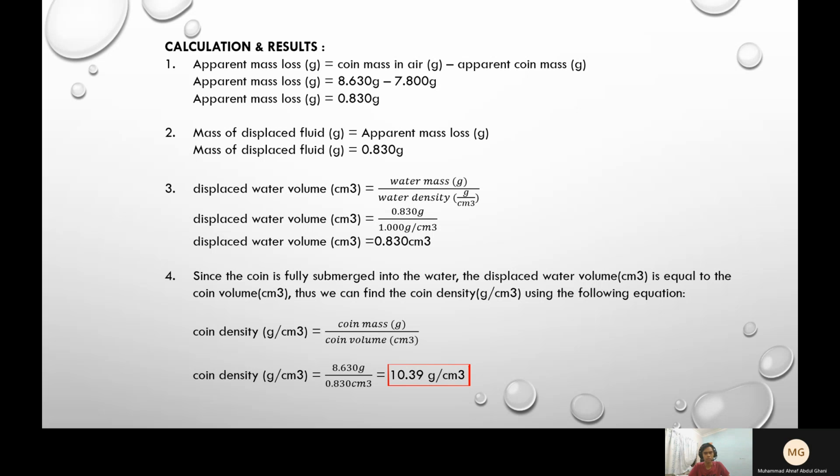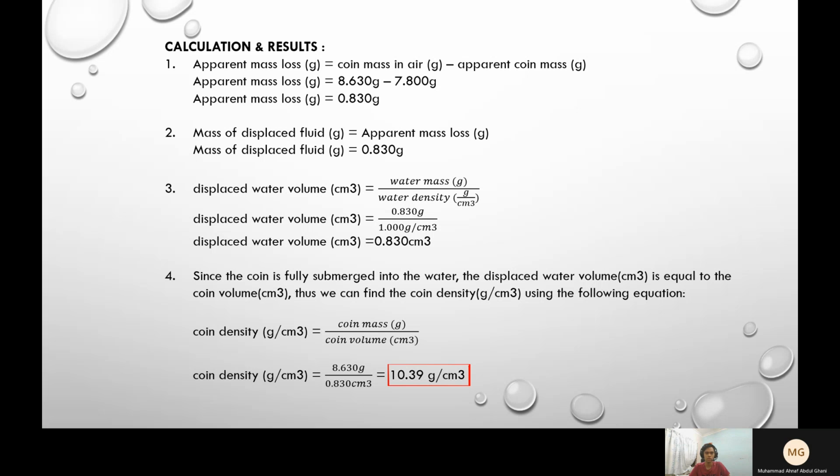As we know the water density, which is 1 gram per cubic centimeter, we divide the water mass by the water density and we get the displaced water volume, which is 0.83 cubic centimeters. As the coin is fully submerged into the water, the displaced water volume is equal to the coin volume. Therefore, we can find the density of the coin.